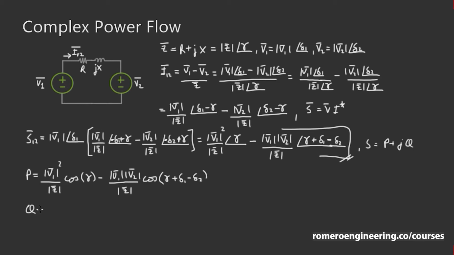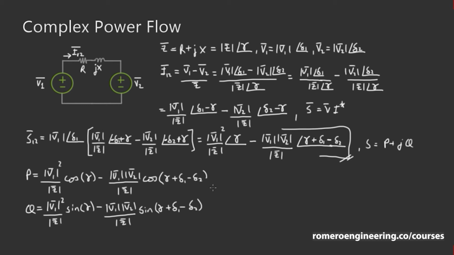And then likewise, I can get the reactive power Q, but now to get the imaginary part of the apparent power, I'm going to multiply times sine. So I'm going to get the same terms, but now in terms of sine. So I would get the absolute value of V1 squared over Z times the sine of gamma, minus the absolute value of V1, the absolute value of V2 over the absolute value of the impedance times the sine of this whole term, so gamma plus delta 1 minus delta 2.